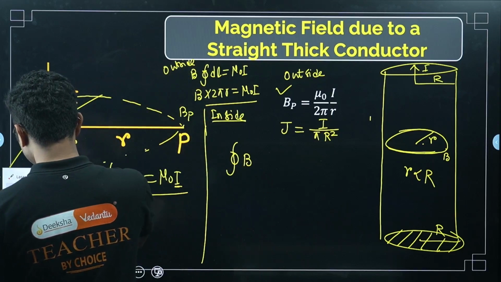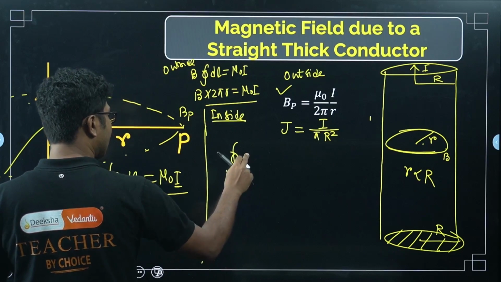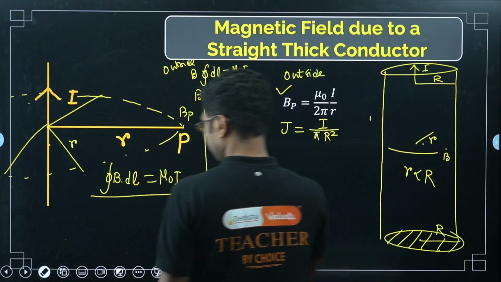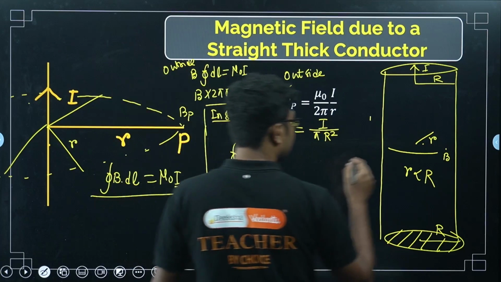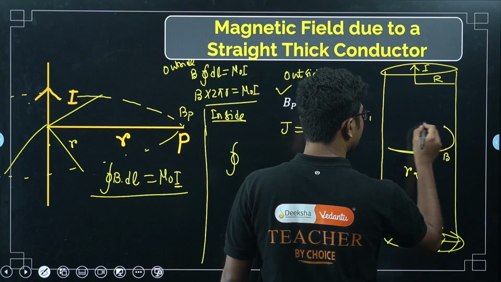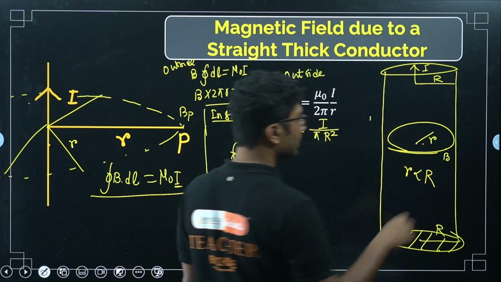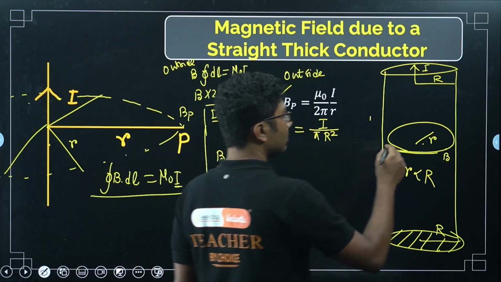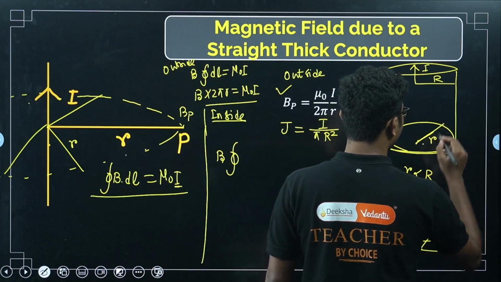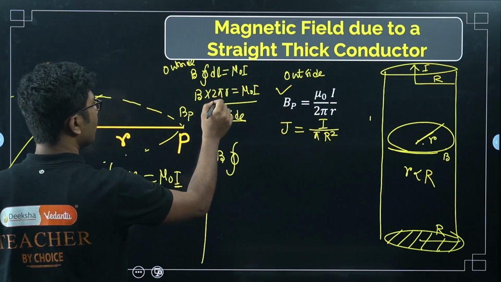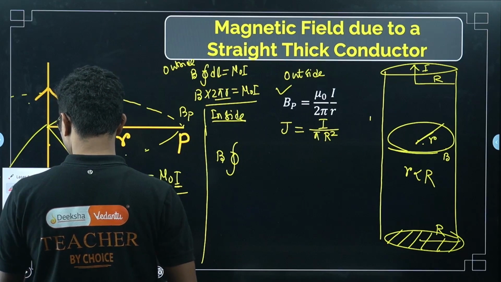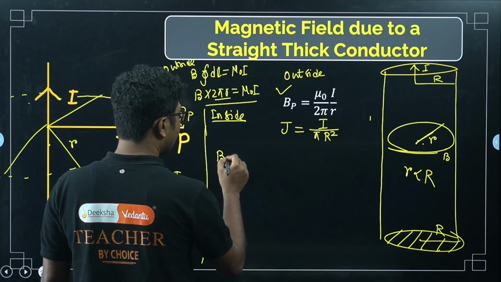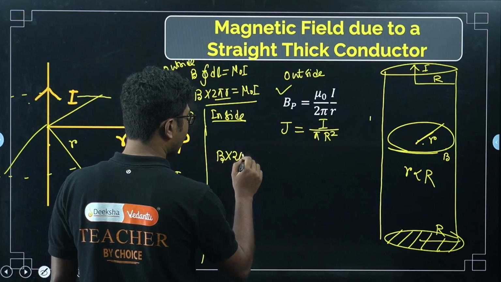Obviously, initially I can say that B is symmetrical, because this is also a circle. So I can simply say B is symmetrical along the surface. So B can be taken out of the integration, and similar to the previous problem where we took dl as 2 pi r, here also we can take the integration as 2 pi r. In most cases, if nothing is mentioned, you take it as a circle and write this as 2 pi r.